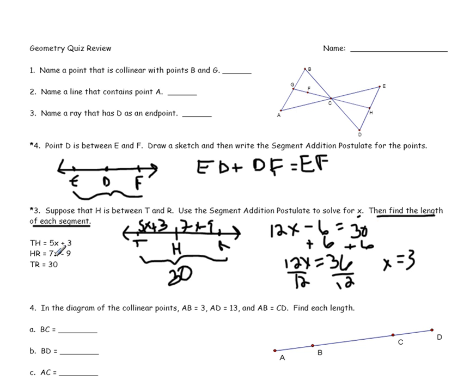Now, the question said find the length of each segment, so we have to plug that 3 back in. So it's going to be 5 times 3 plus 3. So TH is 18, and then 7 times 3 minus 9. We're going to get, for that one, 12. And we can double check ourselves. 12 plus 18 is 30.